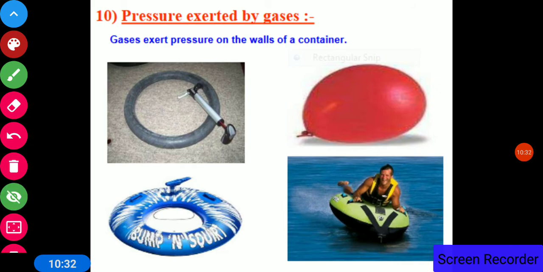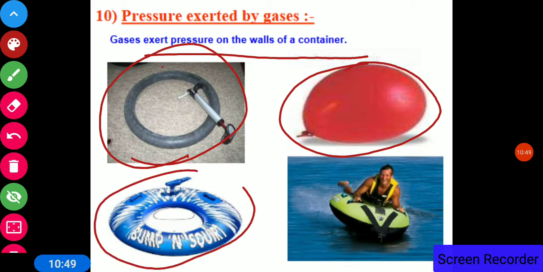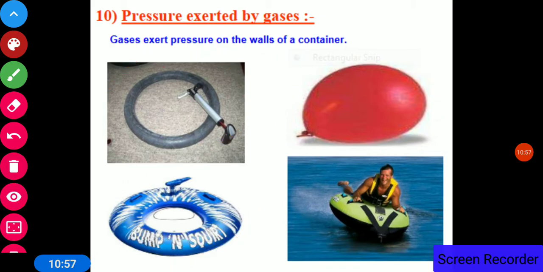Now pressure exerted by gases. Gases also exert pressure. Gases exert pressure on the walls of a container. You can easily see that this is a tube filled with air. This is a rubber balloon. It is filled with air, and this is the tube filled with air which is used to float on water. So all these gases exert pressure on the walls of a container.